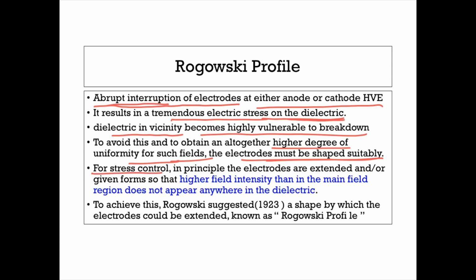So for stress control, in principle, the electrodes are extended and given a form or a shape so that higher field intensity than in the main field will not appear anywhere in the dielectric. And to achieve this, Rogowski suggested a typical profile in 1923 to design an electrode which can produce a uniform electric field in the region where it is required. Particularly, this profile is very useful in testing laboratory where the idea is to produce uniform electric field to test high voltage apparatus. So this profile, which is known as Rogowski profile, is very popular to design electrodes.